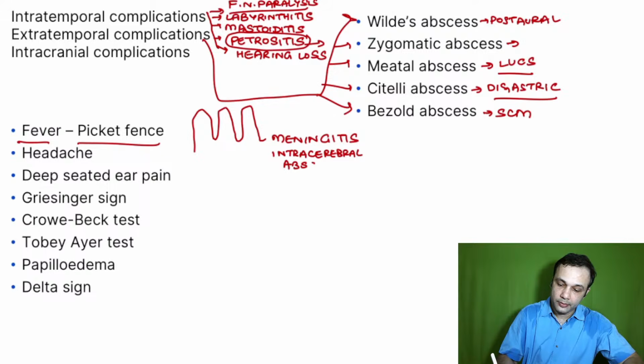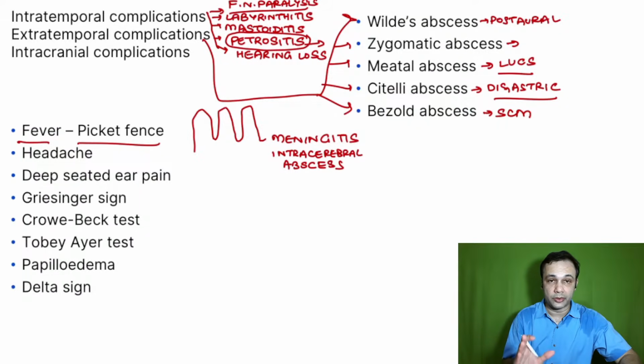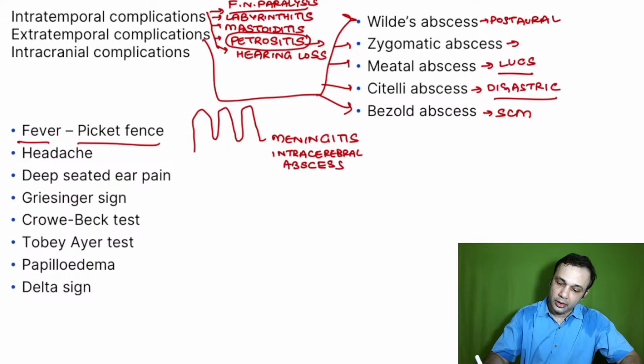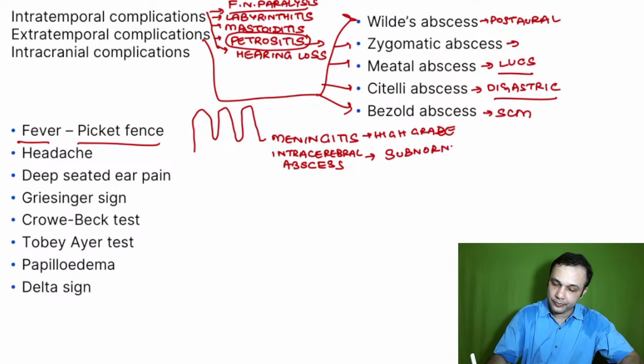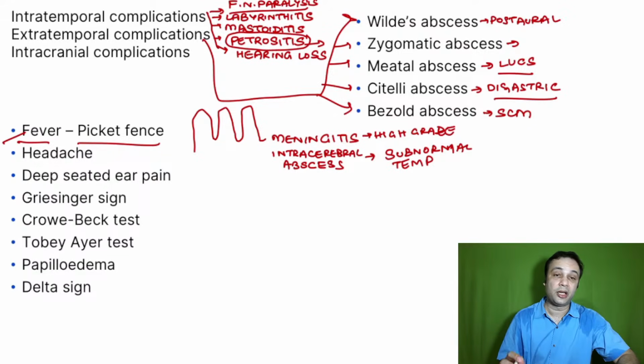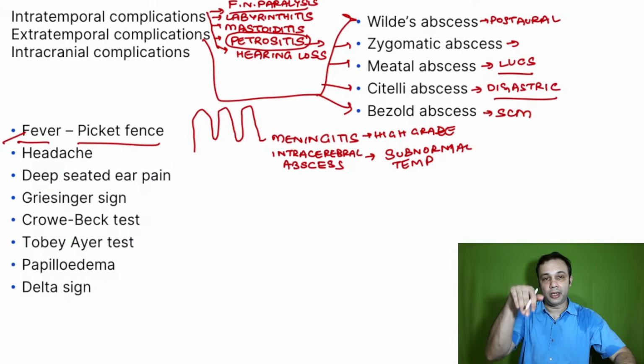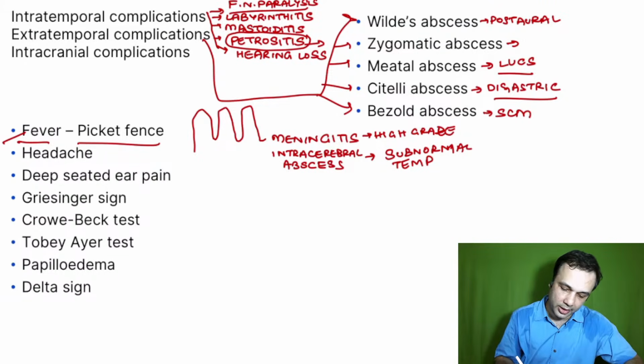Can anyone answer that? With relation to the ear, of course. Meningitis will produce high grade fever, whereas intracerebral abscess can sometimes produce subnormal temperatures. Okay, and then you have lateral sinus thrombosis, which produces a picket fence type of fever. That is, it produces up and down, not touching the baseline. Think of lateral sinus thrombosis.